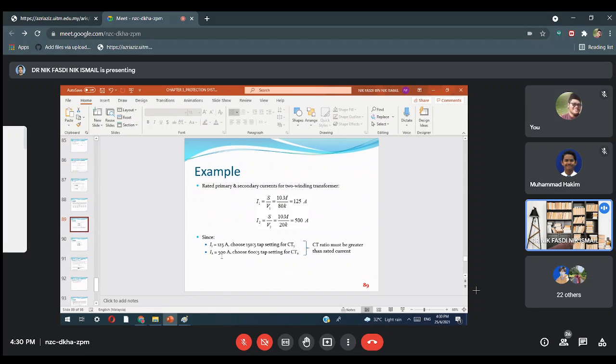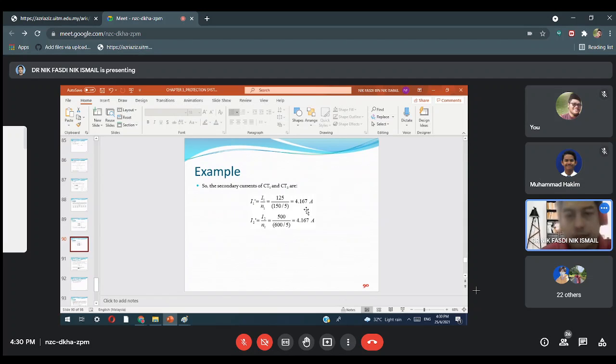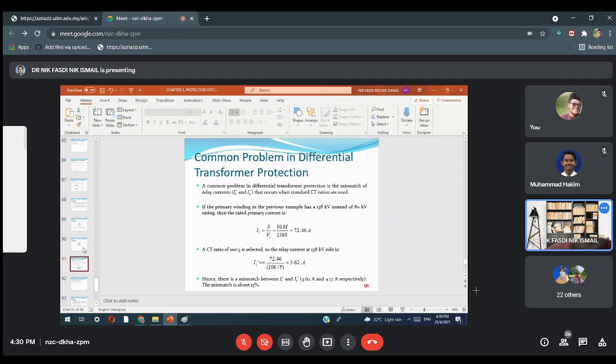Here this is 100 over 5. This is 100 over 5. So we get the current for I1 prime as 4.167 and the other one is 4.167 ampere. It should be the same. If there is a mismatch, the relay will trip. Okay. Alright. Understand?